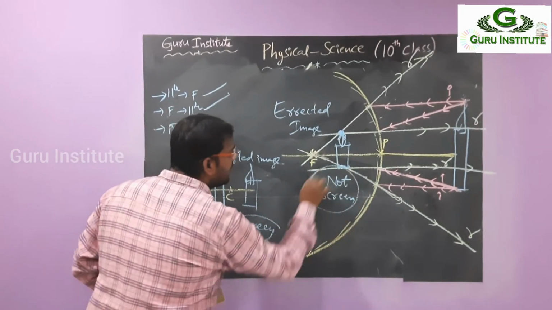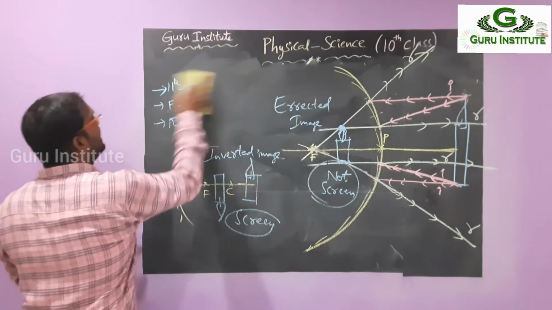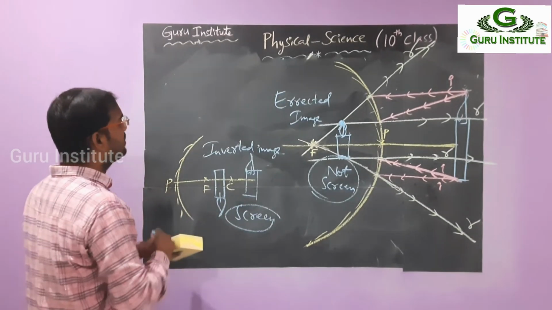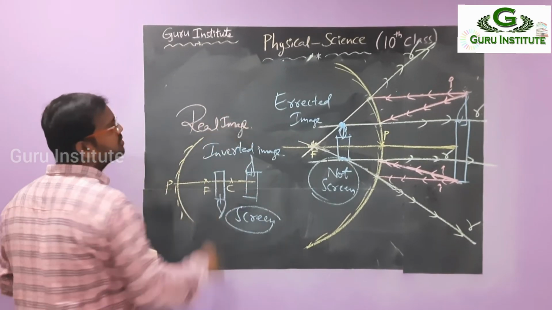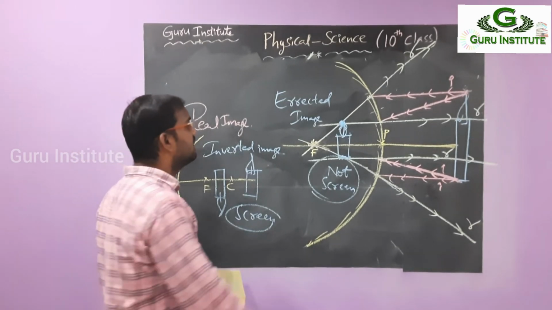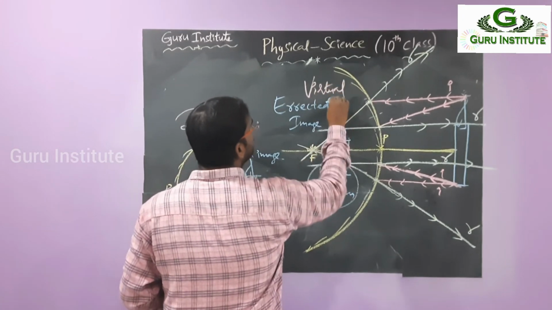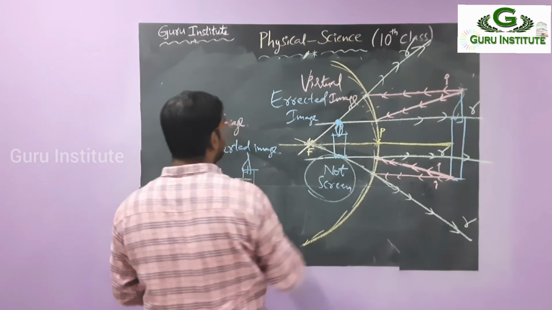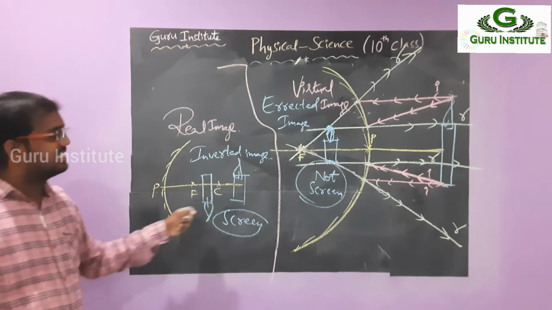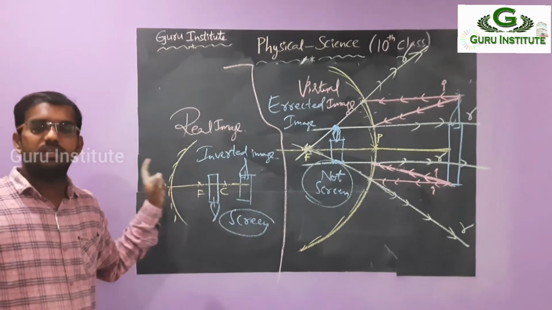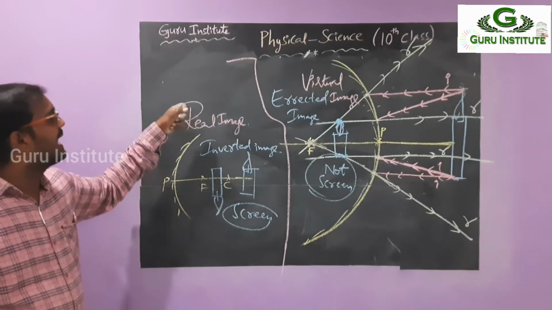But here it will be possible to project on the screen. So an image which is able to be projected on the screen is called a real image. If you project on the screen, that is a real image. Here it is possible. Here it is not possible, so that's why this image is called a virtual image. From this we can conclude the total properties. So first one, it is an inverted image. It is always formed in front of the mirror, and it is projected on the screen. So that's why it is a real image.